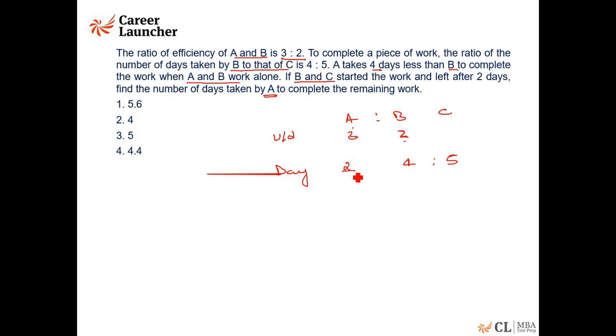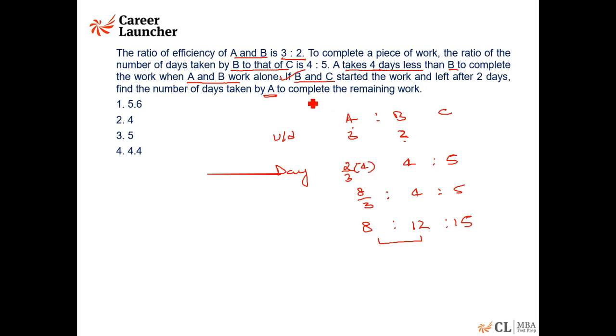So the number of days by A is going to be 2/3 of 4, which is 8/3. So the ratio of number of days is 8/3 is to 4:5. Now we know that A takes 4 days less. So let's convert everything to integer by multiplying with 3. So this is 8 is to 12 is to 15. This itself is a 4 days difference, so this satisfies the condition. If this was not a 4-day difference, supposing this was 4:6, I would have doubled it to make it 8:12.